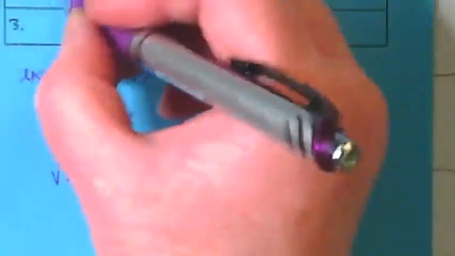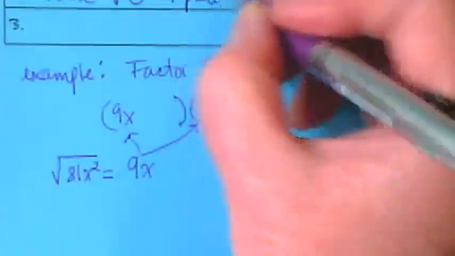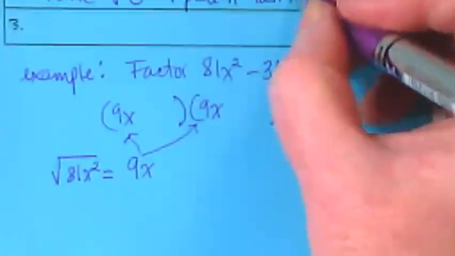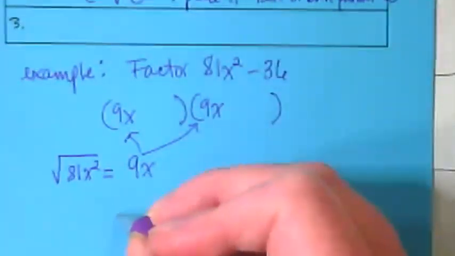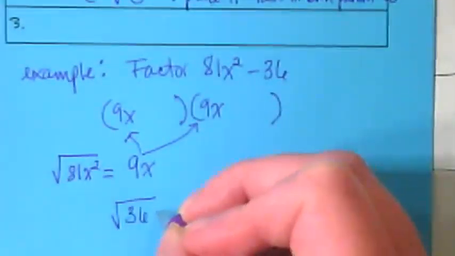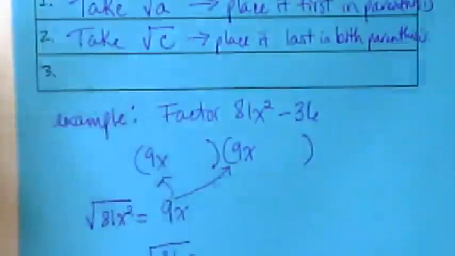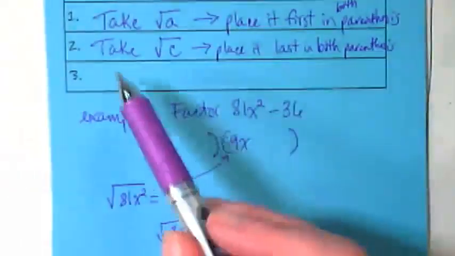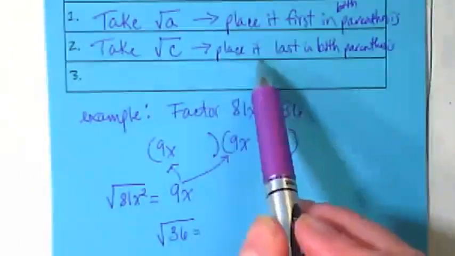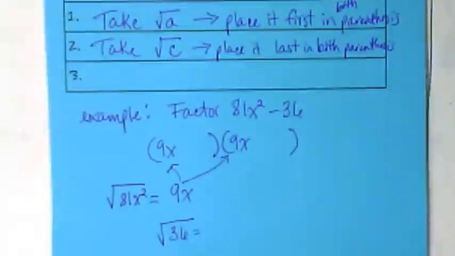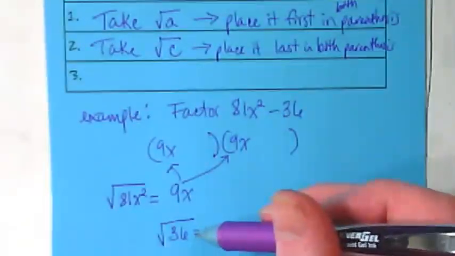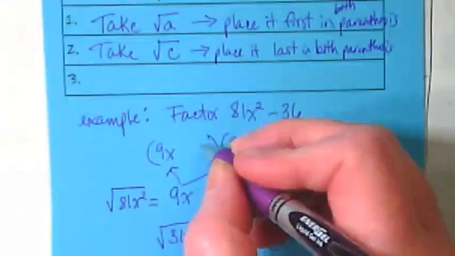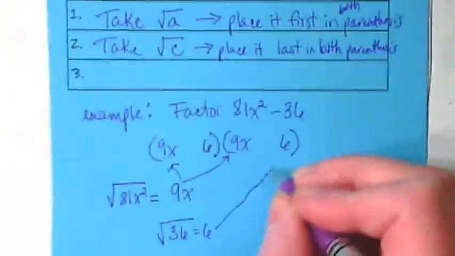Step 2, we're going to take the square root of c and place it last in both parentheses. Again, step 2 is take the square root of c, and we're going to place it last in both parentheses. What's in our c place here? 36. What's the square root of 36 equal to? So we're going to take that 6 and we're going to place it in both parentheses in the back.